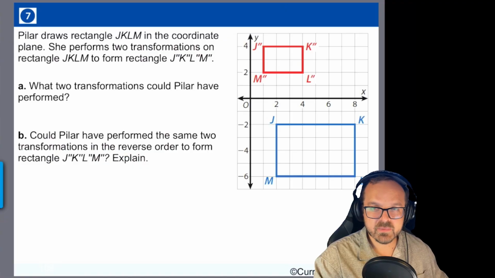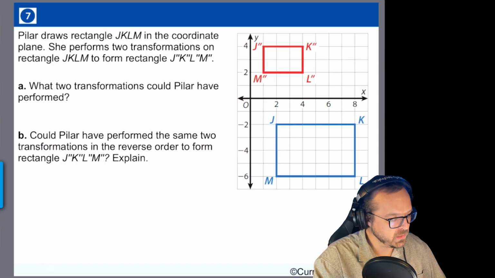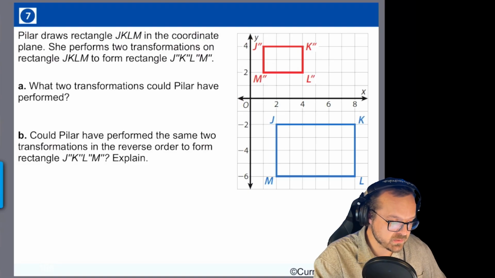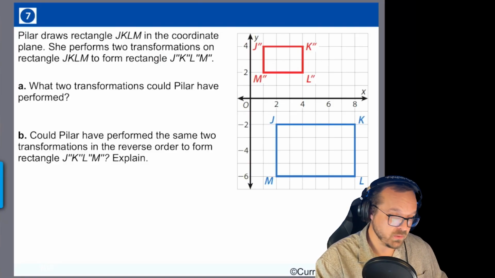All right, kind of the same thing here with a rectangle. We're going from JKLM to J double prime K double prime L double prime M double prime. Pilar draws this rectangle, the blue one, and she performs 2 transformations. That's why there are double primes on there. What 2 transformations could they be? Again, there could be multiple answers here, and I'm fine with any of those as long as they work. Go ahead and try it out.